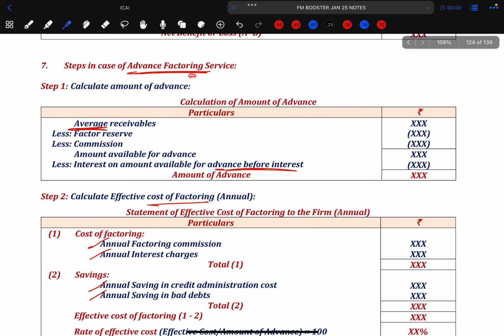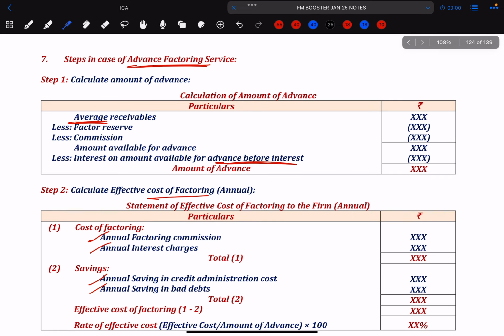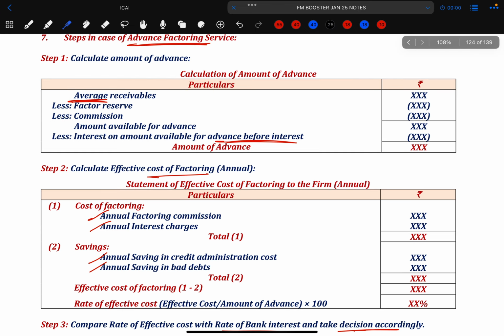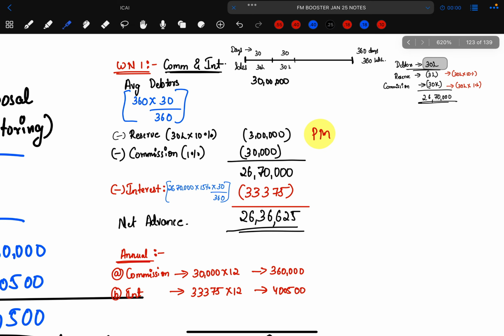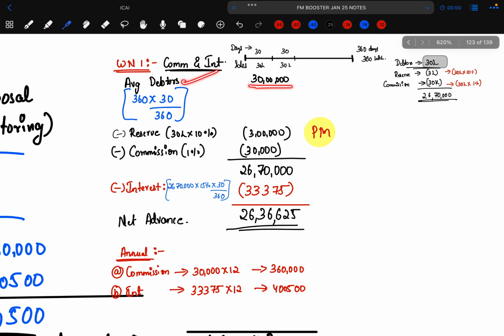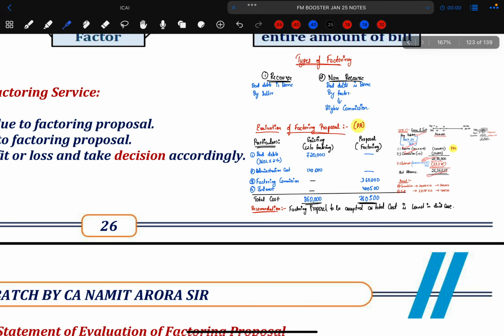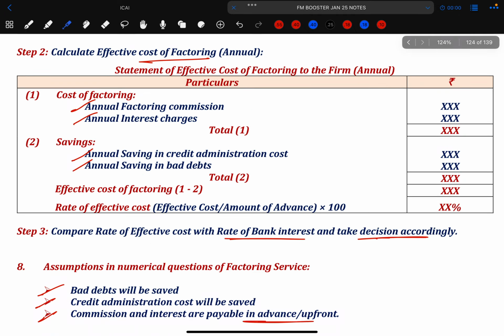And in case of advance factoring, the steps: whatever average receivables will be there, minus factor reserve, minus commission, you will get something, and then you have to minus interest. This one I have taught you here itself. First average debtors will be there, minus reserve and commission, you will get an amount. From that you take out interest, and it is called net advance. So that is what they have taught you here.